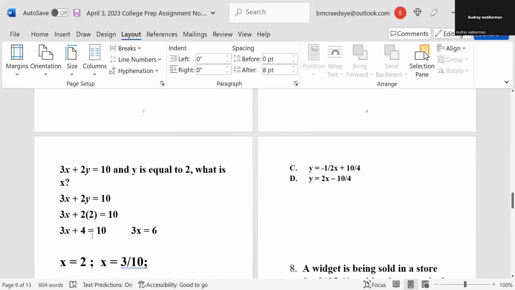But you could stop right here and say, what number do I add to 4 to get 10? The number is 6. So 3x is 6. Of course, x has to be 2. So x then has to be equal to 2, correct? I didn't get that part yet.